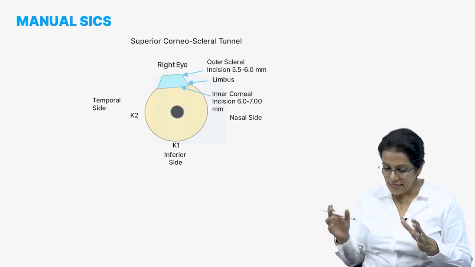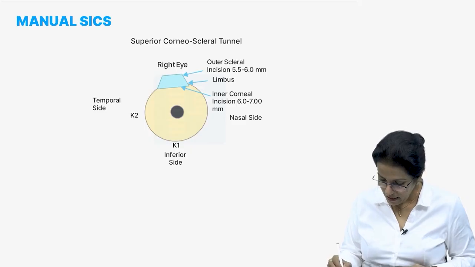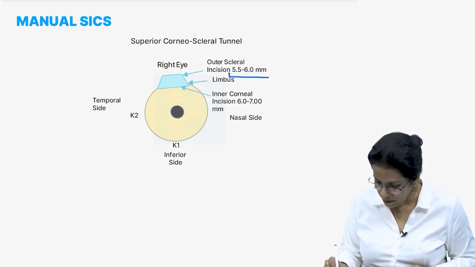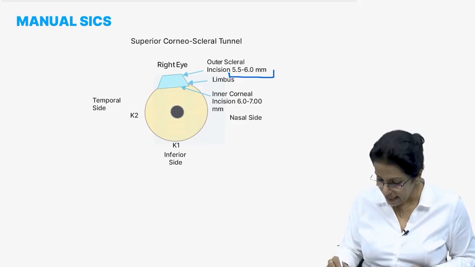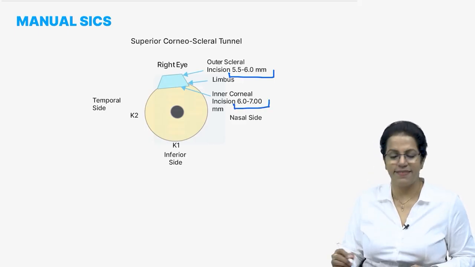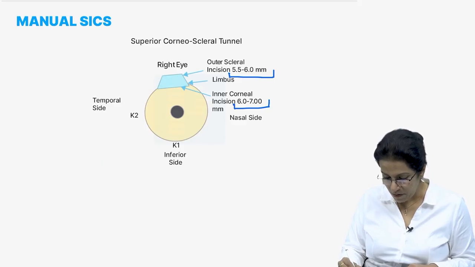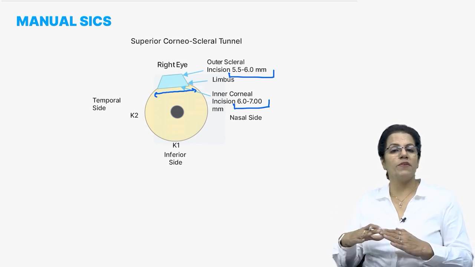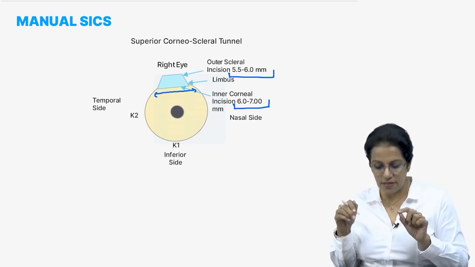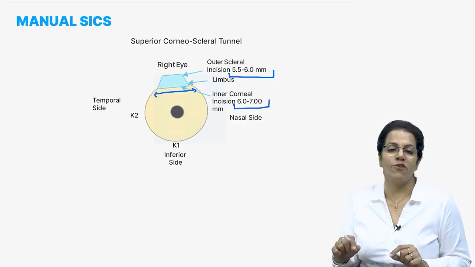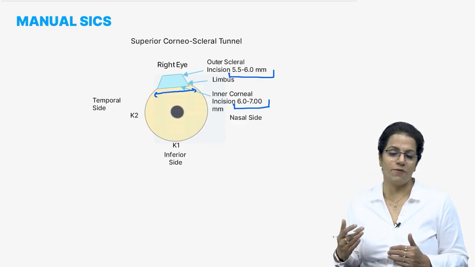Okay. So, let's see this. If you understand here, if the outer length was 5.5 to 6 millimeters, the inner one becomes 6 to 7. So, it's in this shape that I want, so that if I dissect further here peripherally, when I am removing the nucleus, I don't tear it. This is an ideal tunnel formation. What is the next step after tunnel formation?